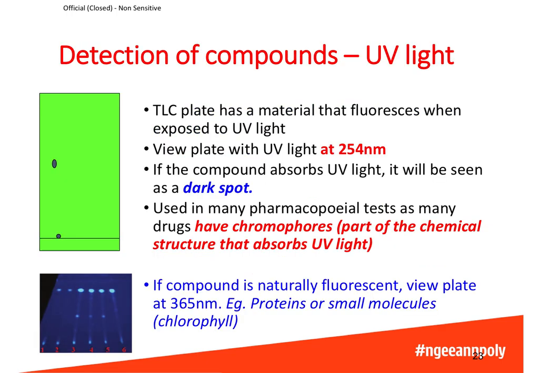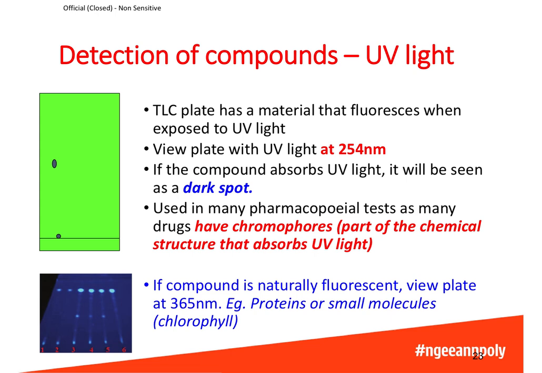After the compounds in a mixture are separated on a TLC plate, there are different ways to detect the compounds that are present on the TLC plate. One method of detection is using UV light or fluorescence. We can use TLC plates that have a material that can fluoresce when it's exposed to UV light. So for this type of TLC plates, we can view the TLC plate using UV light at 254 nanometers. If the compound on the TLC plate is able to absorb UV light, you will be able to see it on the plate as a dark spot.